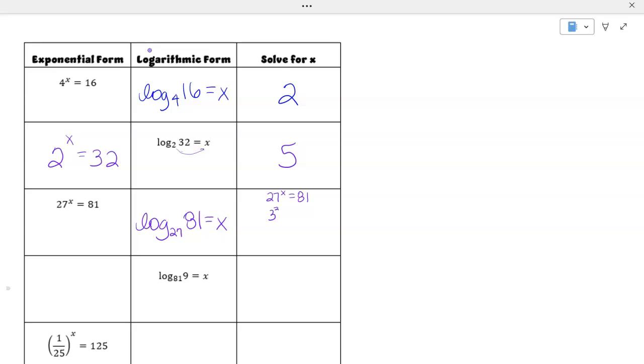So we've got a base of 3. So we have 3 to the 3x equals 3 to the 4th power. 3x equals 4, so x is going to be 4/3.